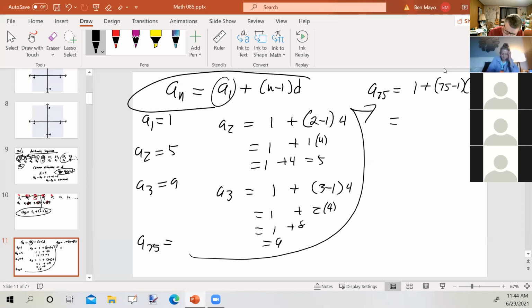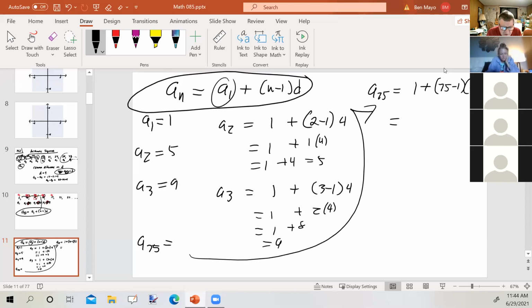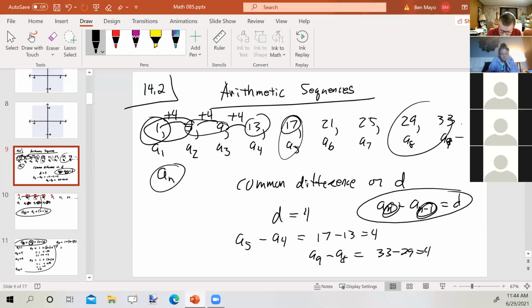So we've got this formula, a sub n. This is some general term. We can choose n as any term in the sequence. It's equal to the first term plus n minus 1, whatever that number is, minus 1, so 1 less than that, times d, which is the common difference. And in this problem, d was equal to 4.